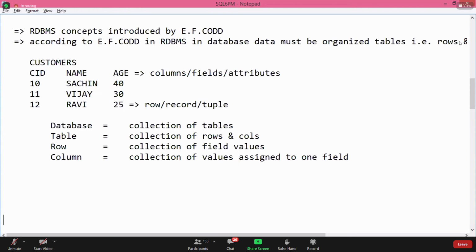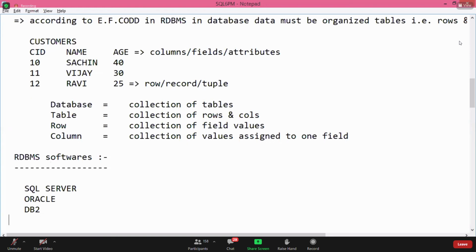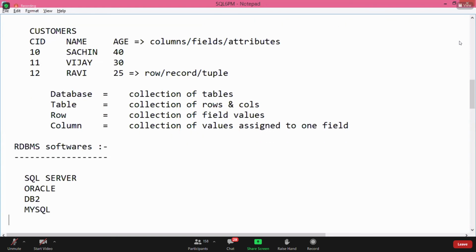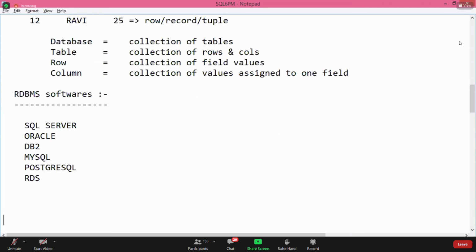Let's see what the examples for RDBMS software are. What are the RDBMS softwares? All of these come under this category. SQL Server is RDBMS, Oracle is RDBMS, DB2 is RDBMS, MySQL is RDBMS, PostgreSQL is RDBMS. Yesterday I also showed RDS. RDS is from Amazon. RDS is also RDBMS software.